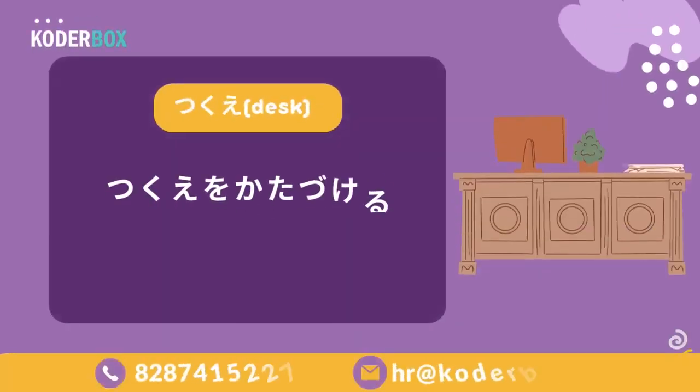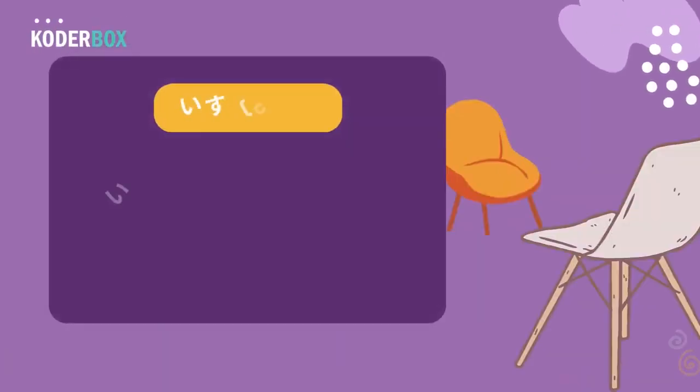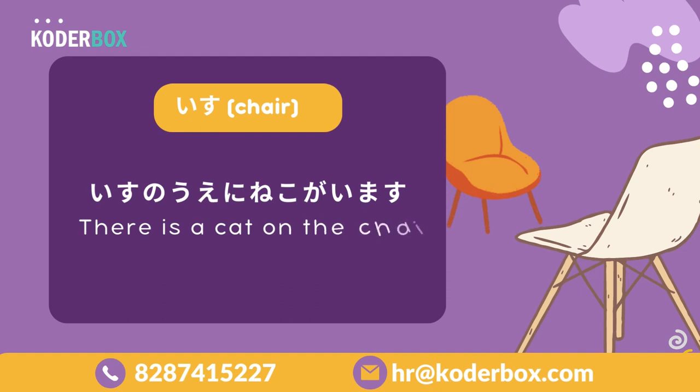Tsukue, desk. Tsukue o katazukeru. Tidy up the desk. Isu, chair. Isu no ue ni neko ga imasu. There is a cat on the chair.